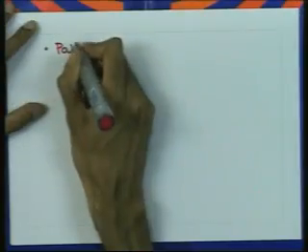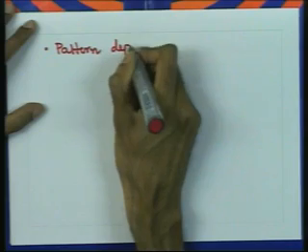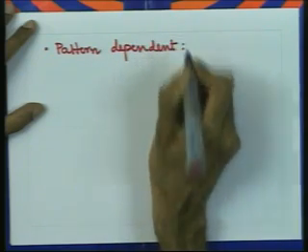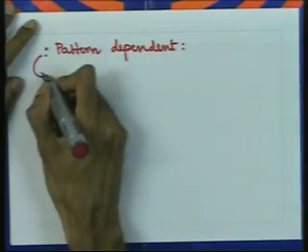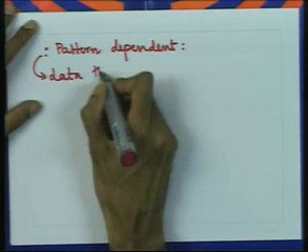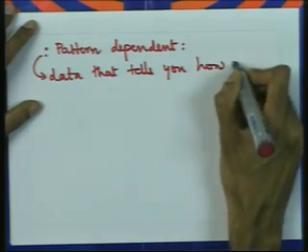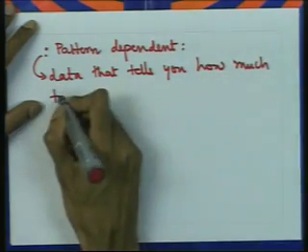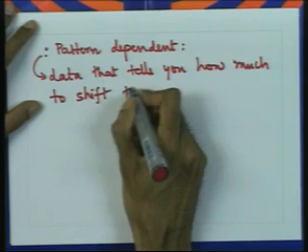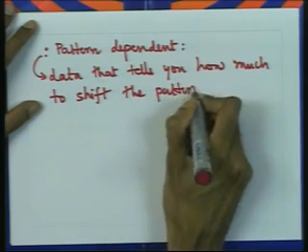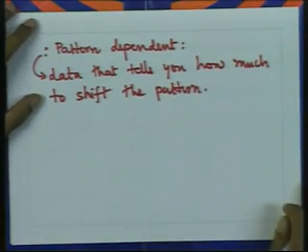So, this data is only pattern dependent, that is the first thing. This is the data that tells you how much to shift. And what is this data?